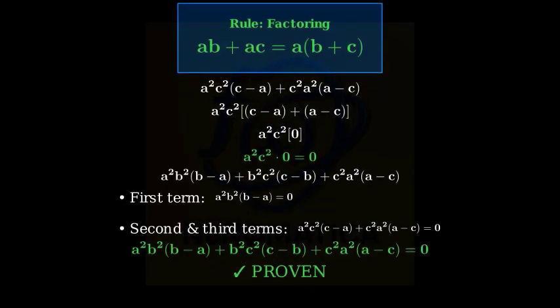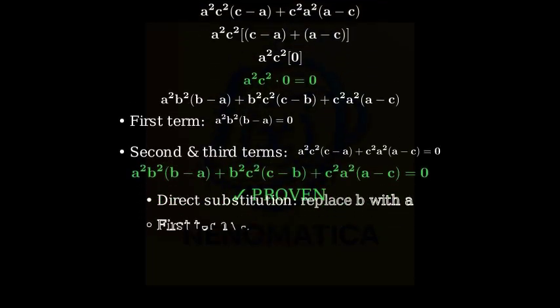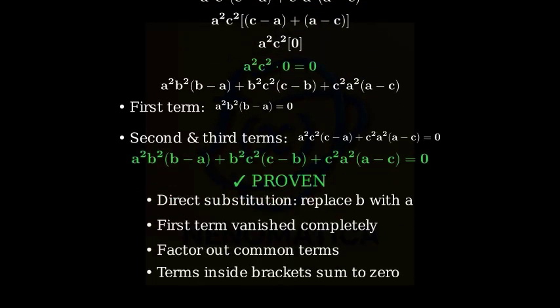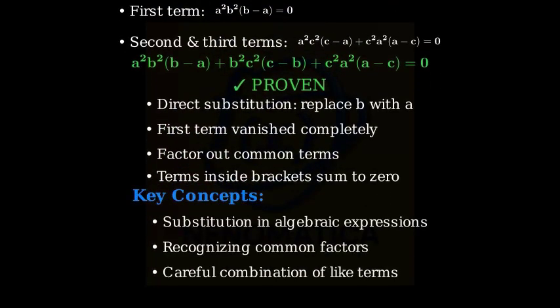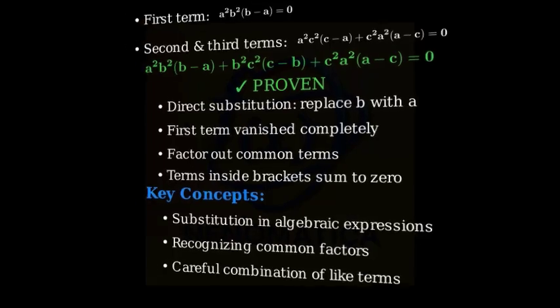Let's recap the key techniques we used in this proof. First, we applied direct substitution by replacing b with a. Second, we recognized that the first term vanished completely. Third, we factored out common terms from the remaining expressions. Finally, we identified that the terms inside the bracket summed to 0. This problem demonstrates the importance of understanding substitution in algebraic expressions.